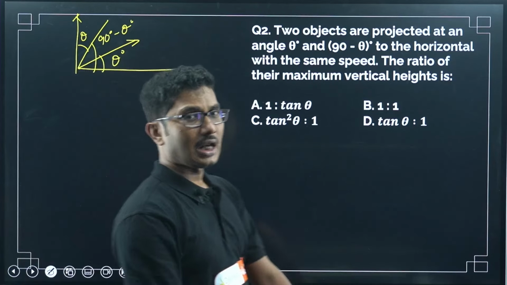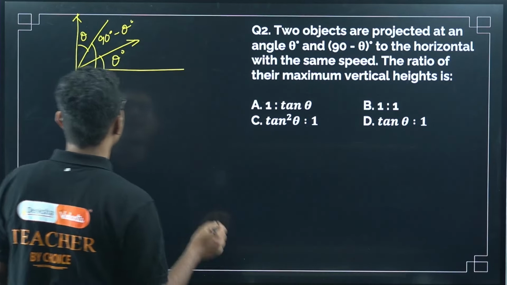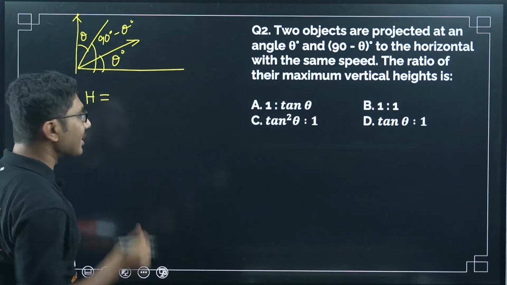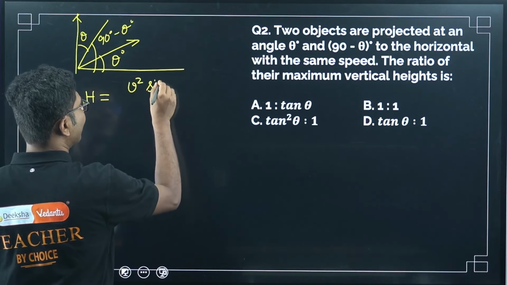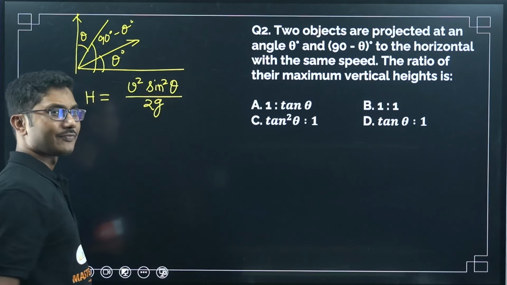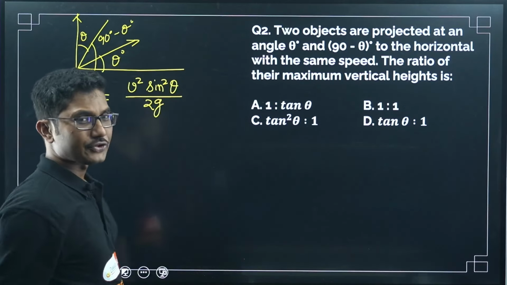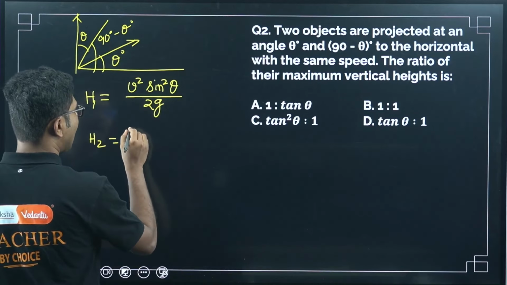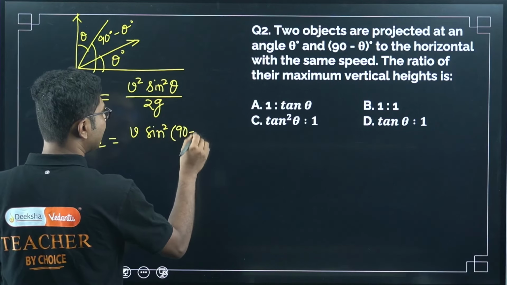maximum vertical height. They have asked you to find the maximum vertical height. So what is the maximum vertical height for angle theta? The maximum vertical height, we know, is v square sine square theta by 2g, right? This is the formula for the first case, when the angle of projection is theta. Now the second case, H2, where the angle of projection is 90 minus theta.